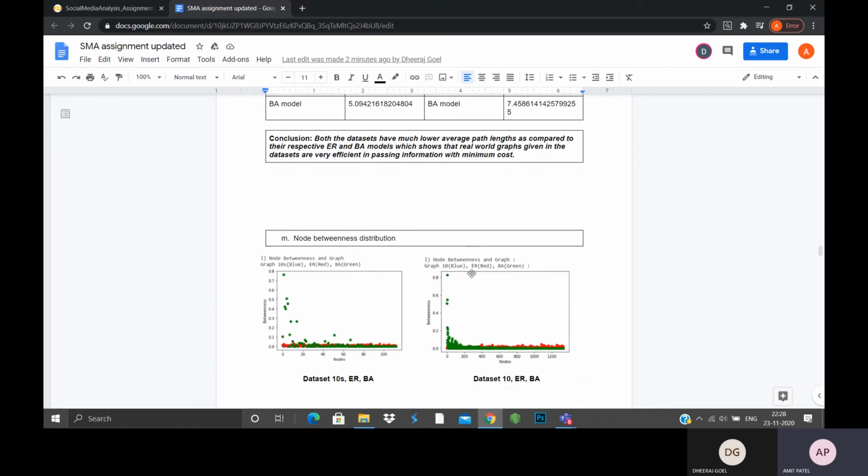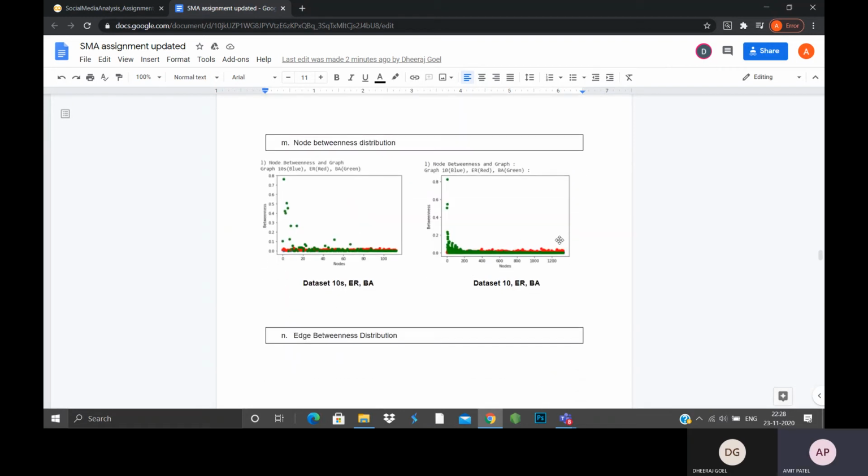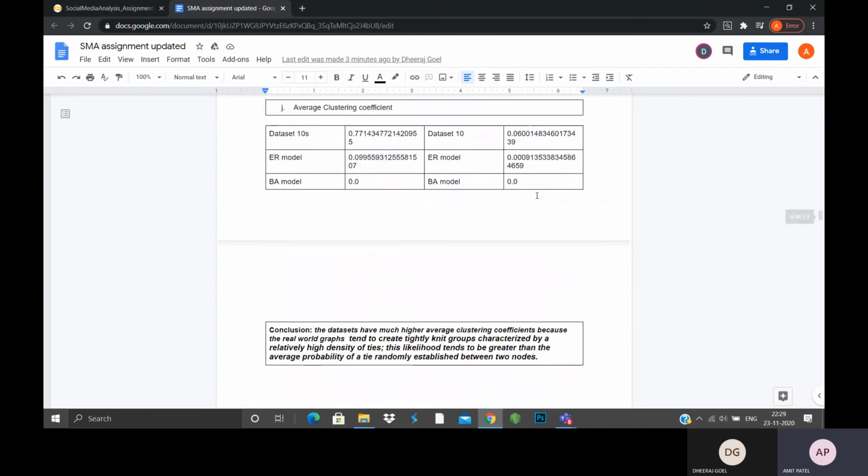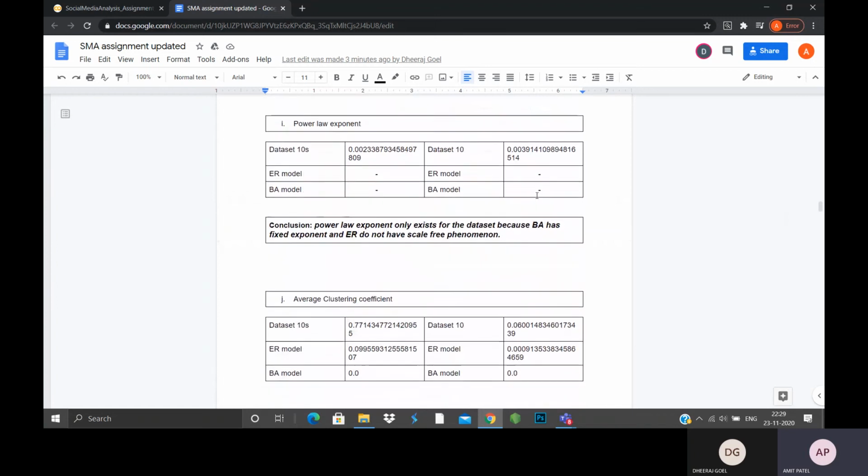Node betweenness: as you can see in this graph, the blue dots represent the node betweenness for our data set, but it is hidden because of the ER and BA. In the ER graph the nodes are much more between, and the BA graph also, but the blue is not visible, which means it is more tightly connected, and you can see that from the clustering coefficient also, right, that we have calculated.